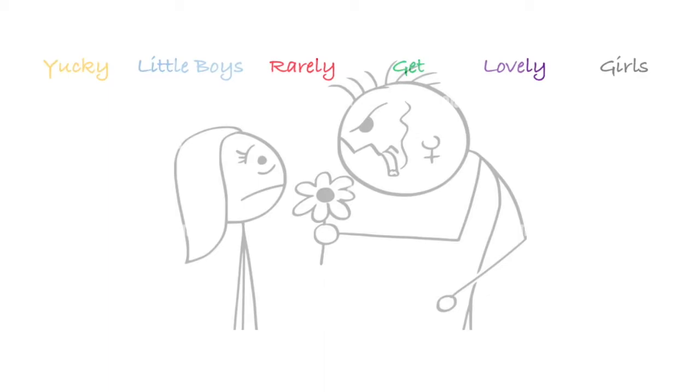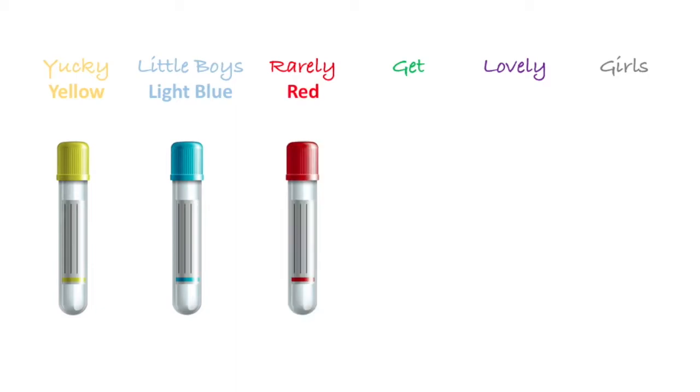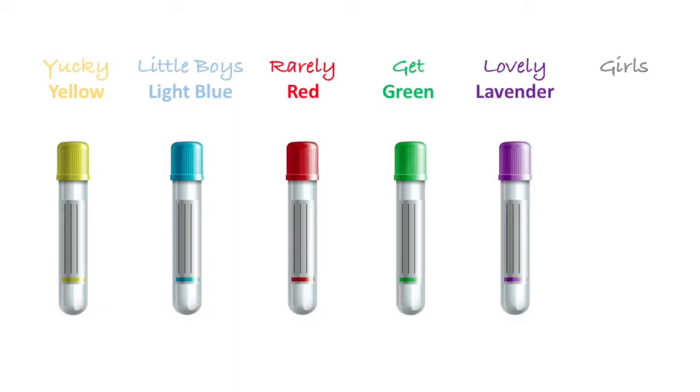So now we can associate the colors with this little mnemonic with the colors of the tubes. So we have our yucky yellow. Little boys always like light blue, rarely red, get some green, lovely lavender, and girls gray. So now we have yucky little boys rarely get lovely girls into yellow, light blue, red, green, lavender, and gray.